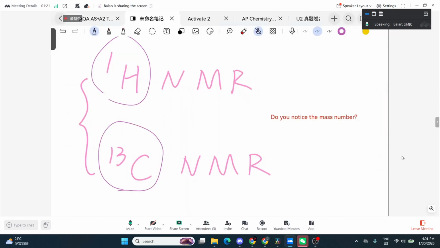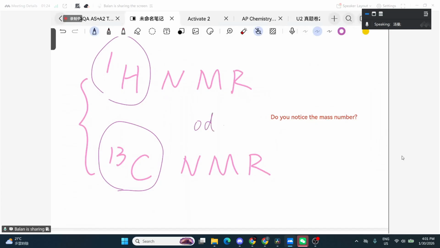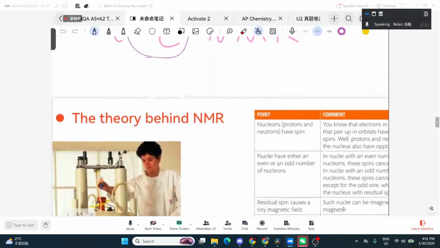They're both odd numbers. Yes, odd numbers. So this is related to the theory behind NMR.